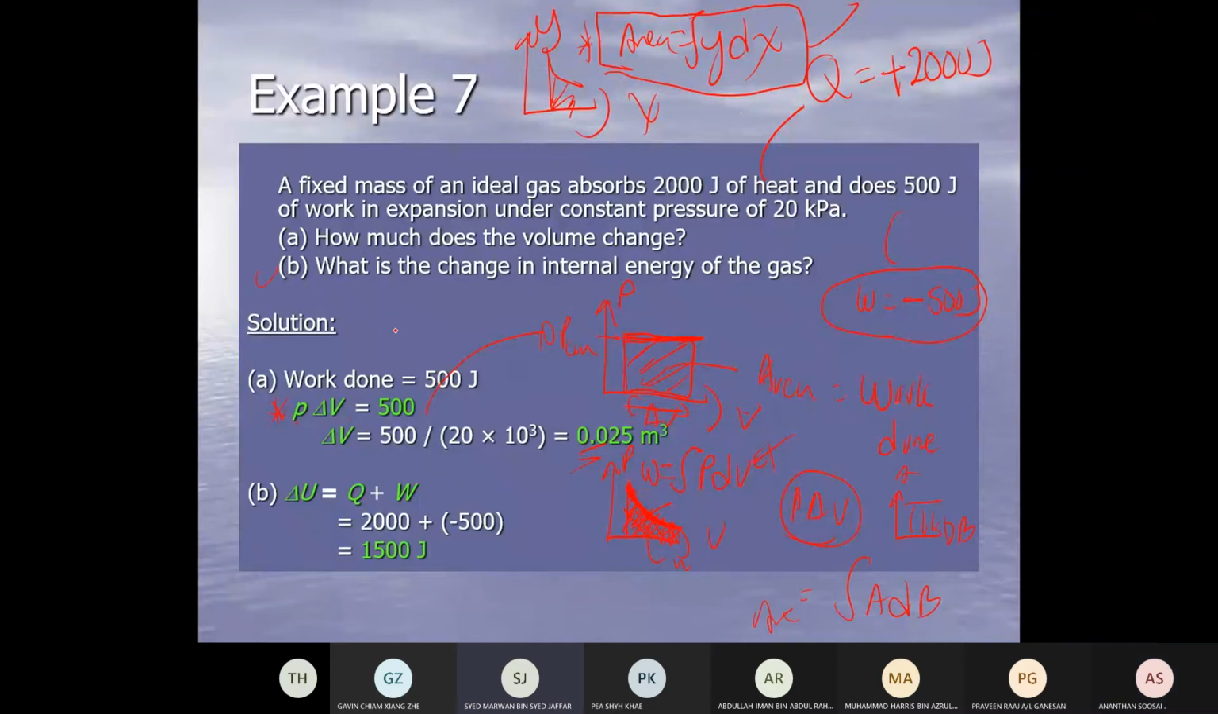So part B. What is the change in internal energy of the gas? So it goes to the first law, and changes of U is Q plus W. Q is positive 2000, and W is negative 500. Be careful, that sign is negative 500. So the change in internal energy is 1500. Okay, any questions from this slide? No questions, okay.